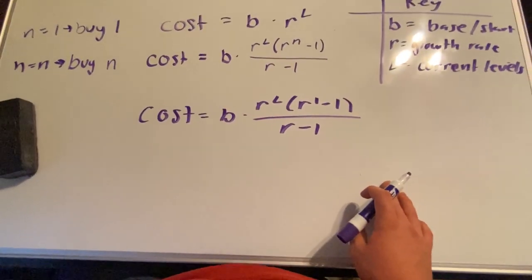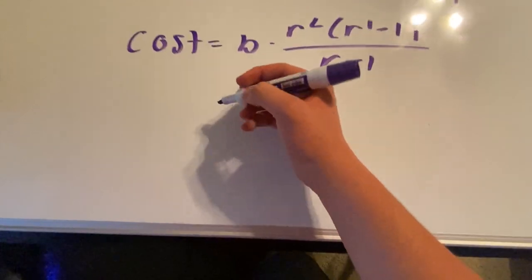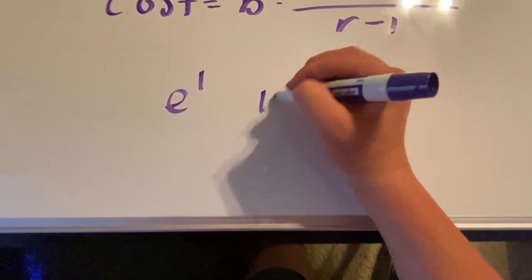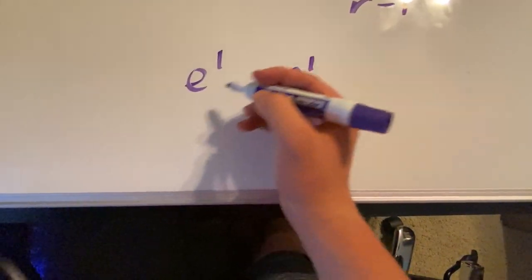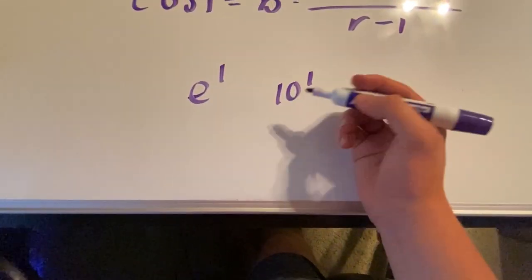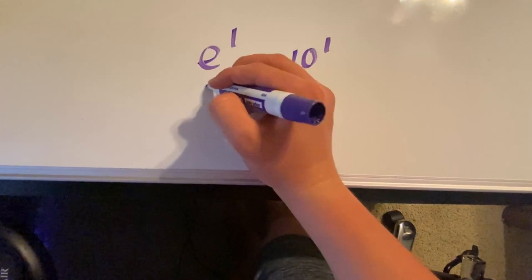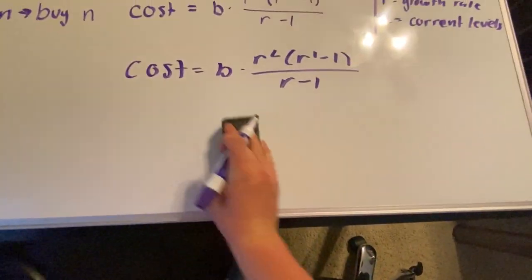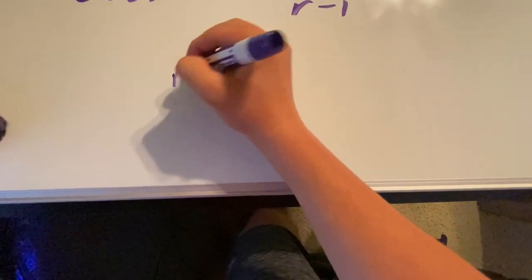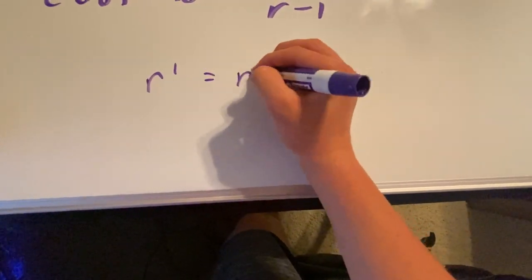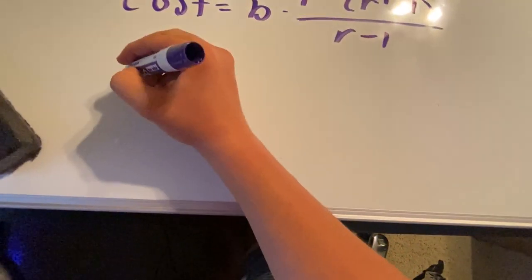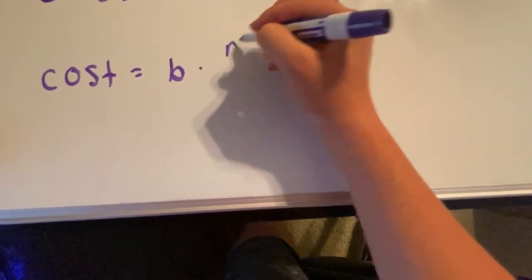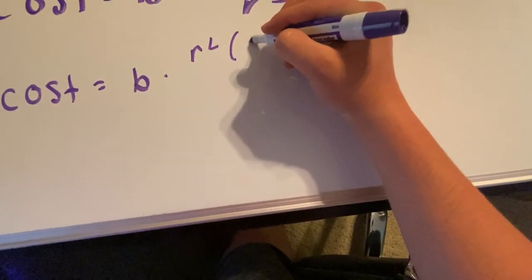There's something that we can do. So whenever we have an exponent, it could be, for example, e to the 1 or 10 to the 1, it'll always equal itself because it's multiplying itself one time. So e to the 1 is simply e, 10 to the 1 is simply 10. Same thing here with r. r to the 1 is just equal to r. So now what we can do here is rewrite it as cost is equal to b times r to the power of l times r minus 1.